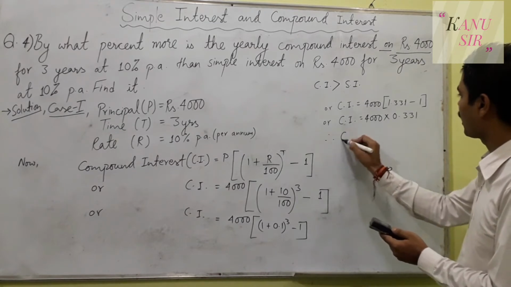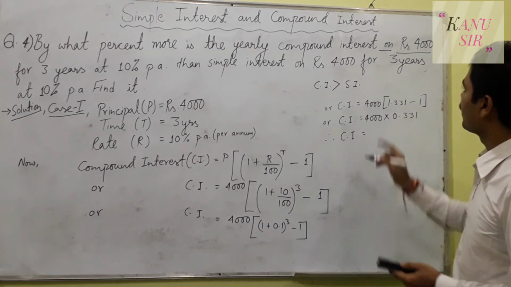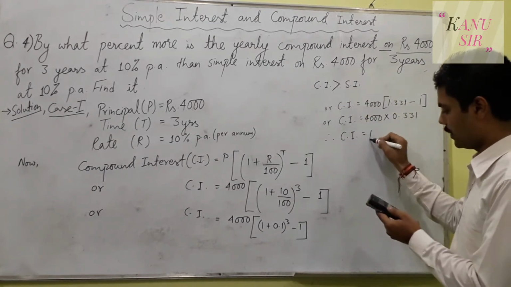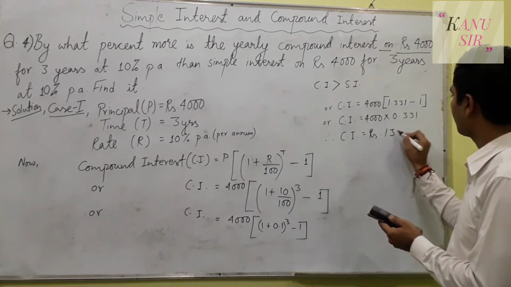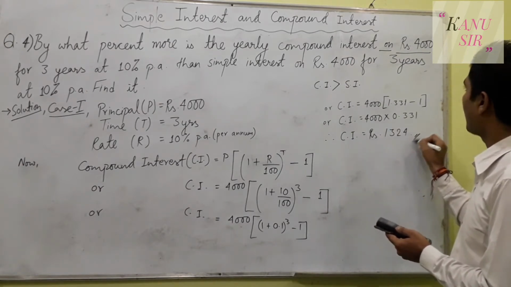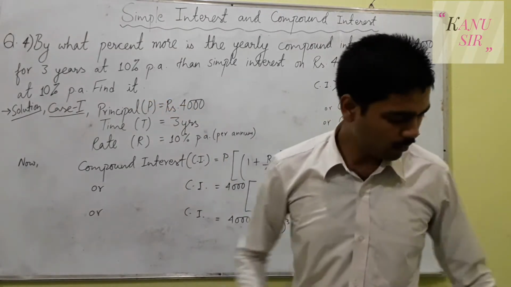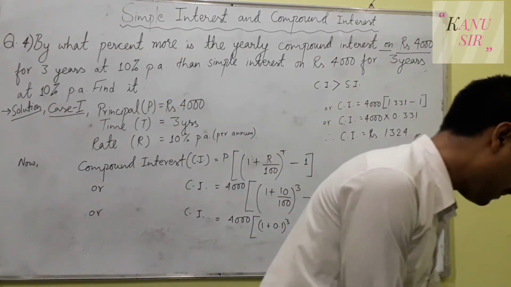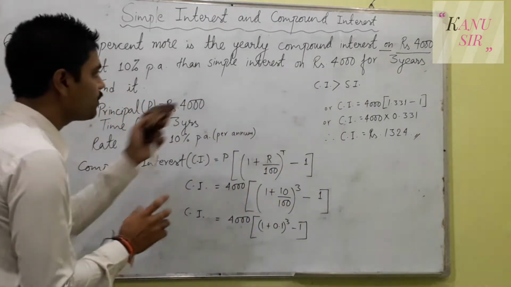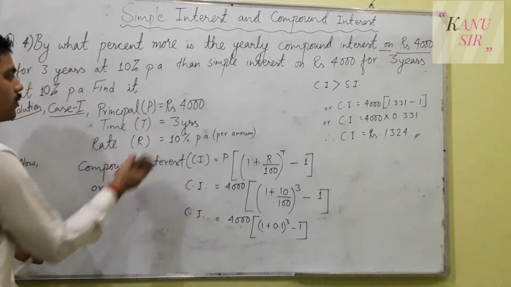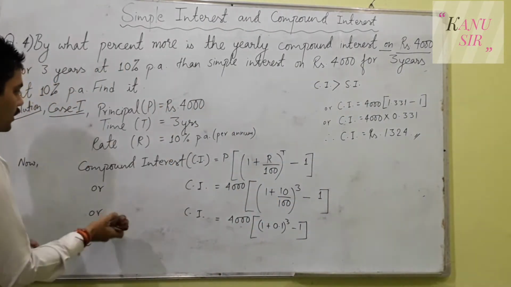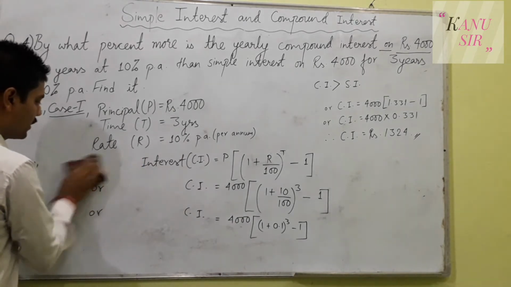Here we come to know the compound interest on 4,000 is rupees 1,324 after 3 years at the rate of 10%. Now in the same way we have to calculate the simple interest for the same amount, for the same years and for the same rate.